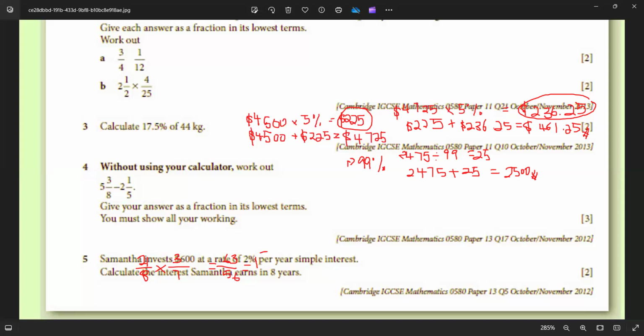Which equals to, when 63 minus 56 is left 7, so it's 1 and 7/56. But 56 is divisible by 7, so 7 divided by 7 is 1. 56 divided by 7 is 8. So this is the final answer, which is 1 and 1/8. And that's all.